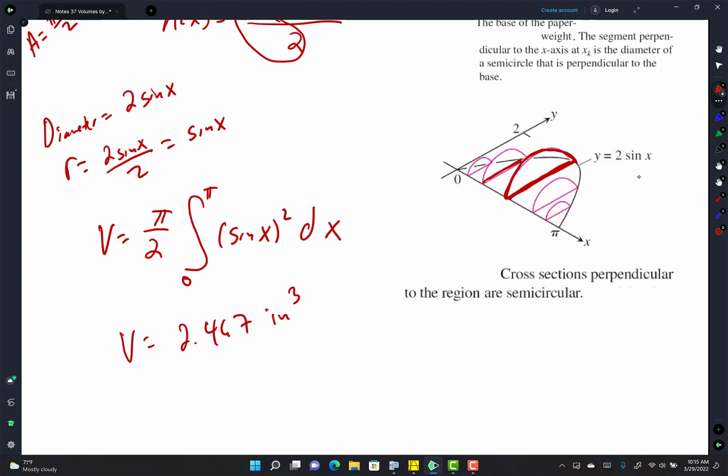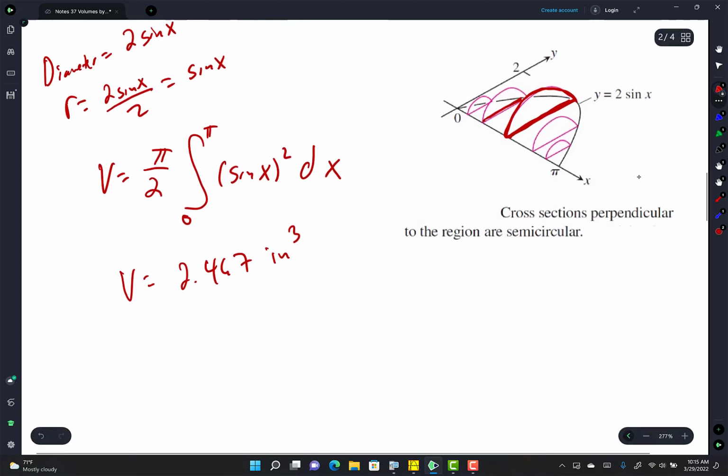So the 1/2 pi sine x squared, the 1/2 pi r squared, gives you the area of a common cross section for any of them. Now, if you tell me an x value, then you're finding the area at that specific x value. But if you don't put an x value in there, and you put your integral symbols, then you're finding the volume because you're adding up all the cross sections from 0 to pi. Does that make sense? Okay.